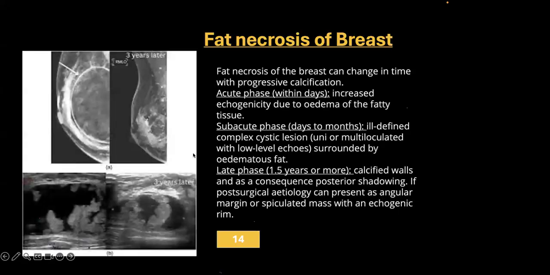Okay, so fat necrosis of the breast. See, in this case, we have a late phase of the fat necrosis because we can see calcification of its wall and there is debris within. So you should know how a fat necrosis appears in the acute phase, subacute phase and late phase. This is a very commonly mistaken spotter. So you have to be acquainted with all three phases.